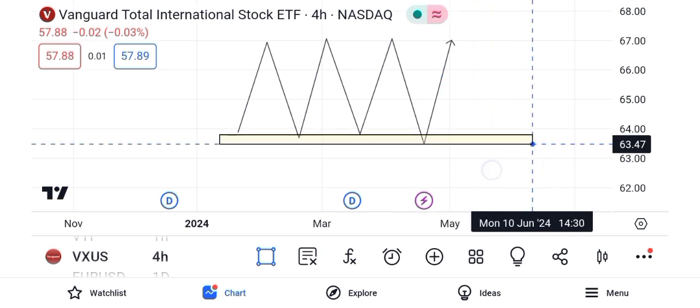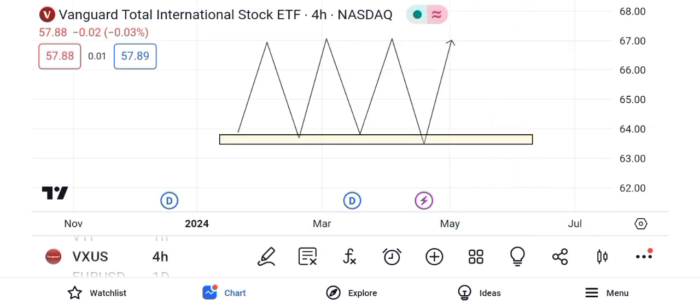So now you notice that we've identified our support. The support must just cover the equal lows. When drawing your support, it must cover the equal lows.